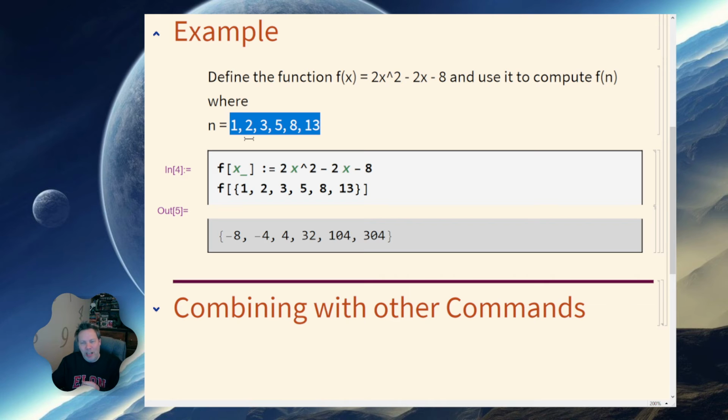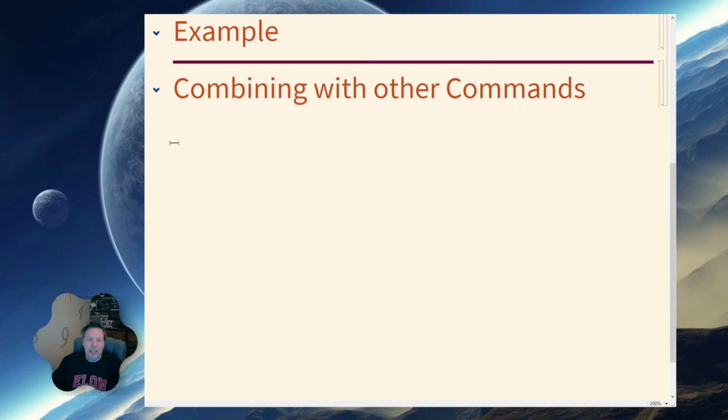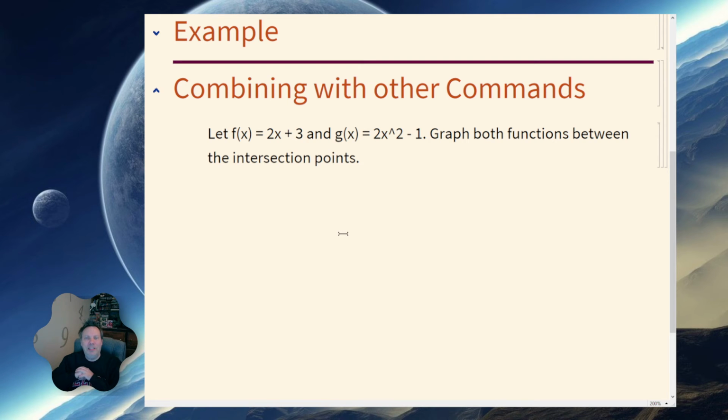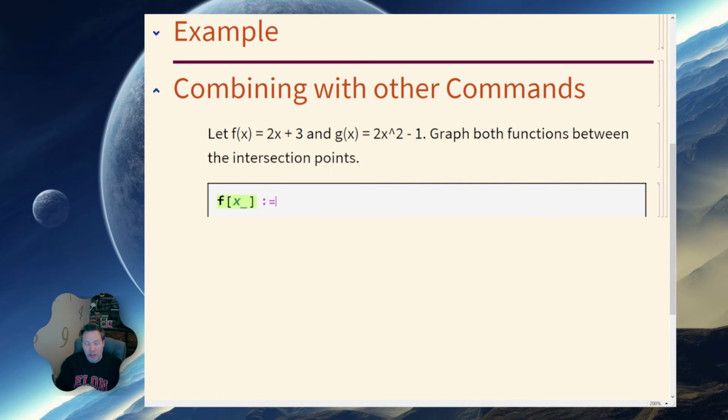So many times I'm going to want to combine this with other functions. So let's try this. You need to watch the videos, if you haven't, for the solve command and the plot command. I have two functions, f of x and g of x. My goal is to graph both of the functions between the intersection points. So let's see how we can do this. Well, the first thing I want to do is I want to define the functions. 2x plus 3. And then g of x. Notice I'm just changing the name. It's g. And I'm going to define it as 2x squared minus 1.